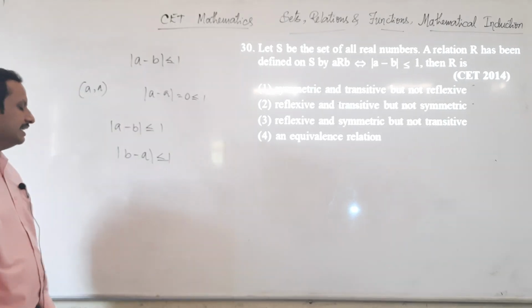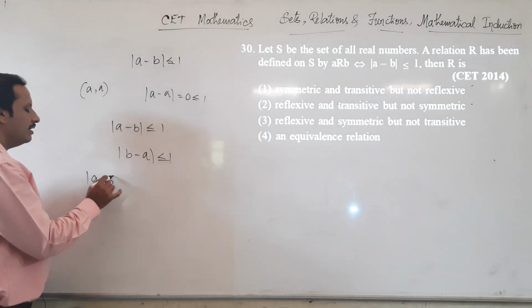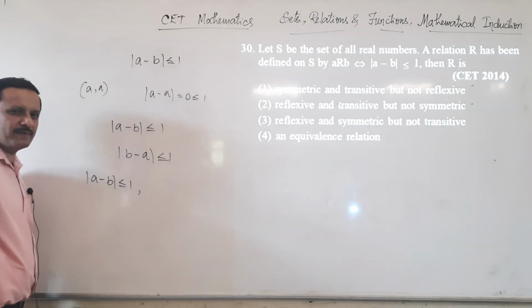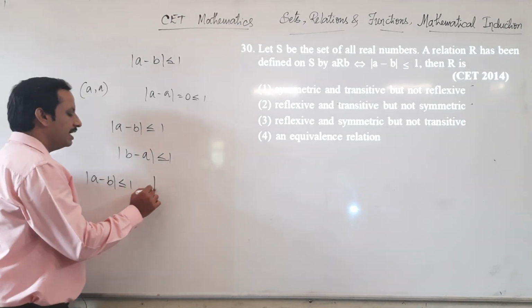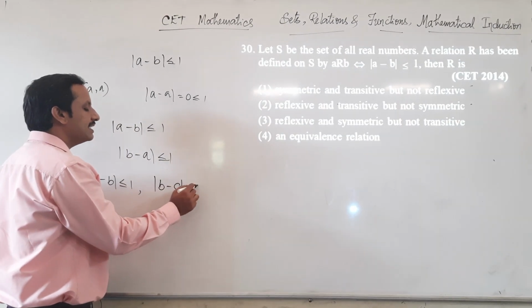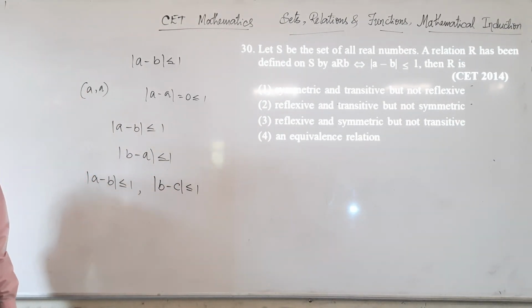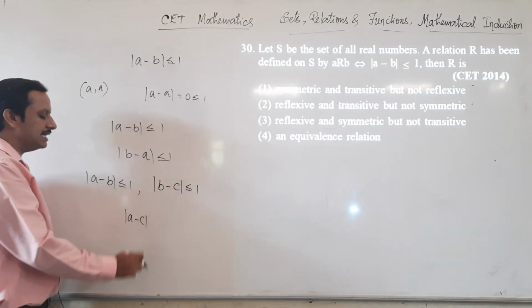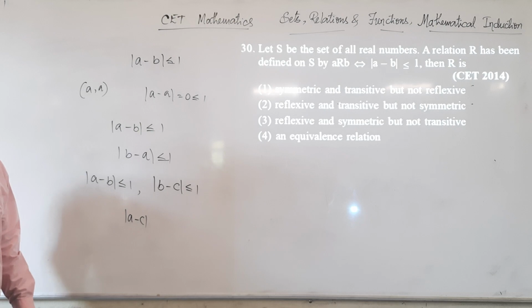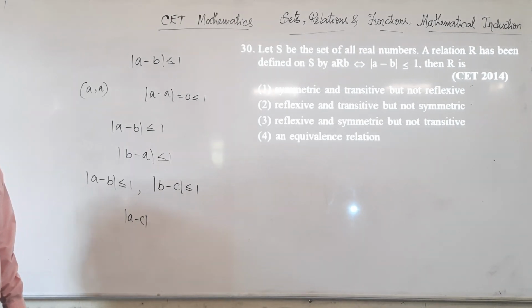Now, the question is, is it transitive? Let us say mod A minus B is less than or equal to 1. That means (A, B) belongs to R. Then, mod B minus C is less than or equal to 1. That means (B, C) belongs to R. Then the question is, what about A minus C? Is it less than or equal to 1 or not? The answer is no, need not be.